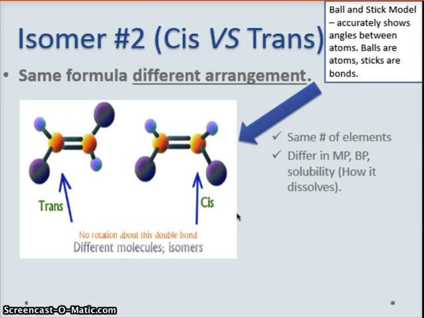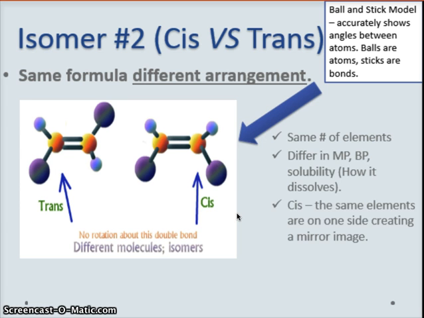So same number of elements, different arrangement is called an isomer, different properties. And this time we are introducing what is the difference between cis and trans. So cis means that the elements are on the same side, creating a mirror image, and trans means that they're on the opposite side, so they're asymmetrical.